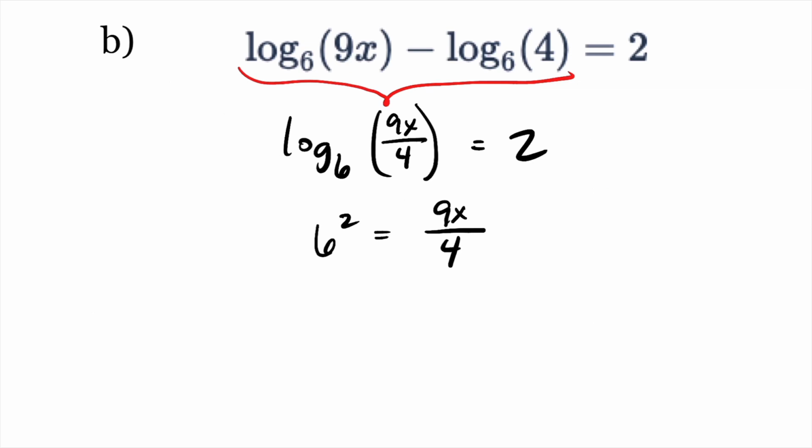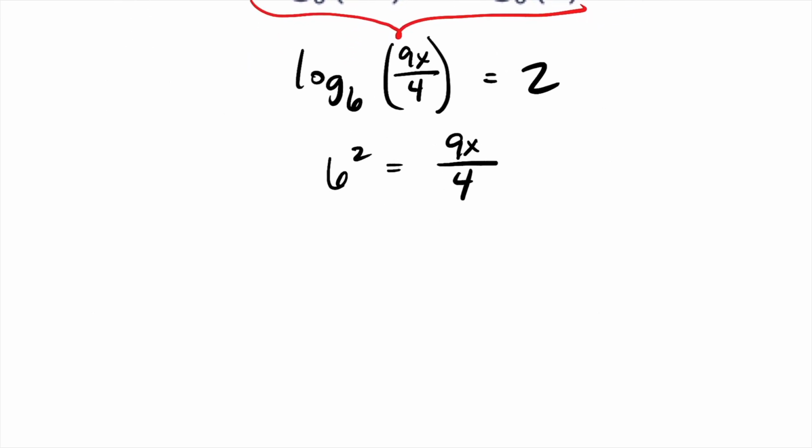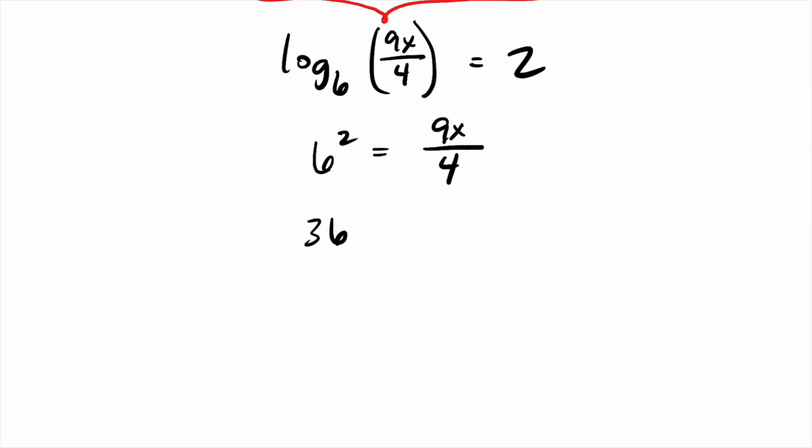Okay. 6 squared is 36. So let's change this to 36 equals 9x divided by 4. Okay, so now I got to solve for x. How do I solve for x here? Start with multiplying both sides by 4. Good. Start with multiplying both sides by 4. So let me multiply both sides by 4, because 4 divided by 4 makes a 1. That's what I want. I want to change those to 1s.